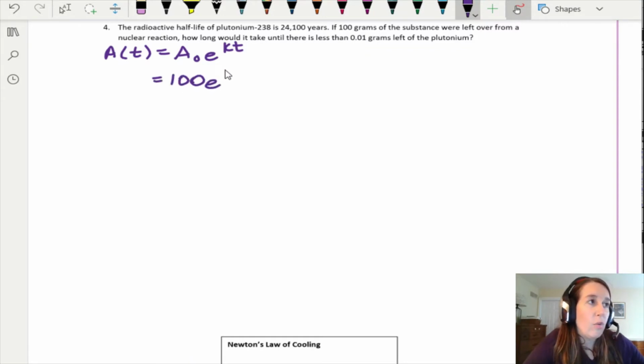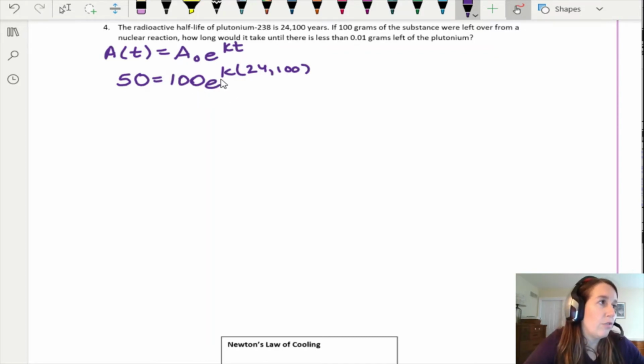And then we don't know the K, but they say that the half-life is 24,100 years. And that is the half-life. So that means if there were 100 grams to begin with, after that many years, there would be 50 grams, right? Half of it. So it looks like we're again going to be solving for K to find the rate, and then we will have an equation to use as a model.